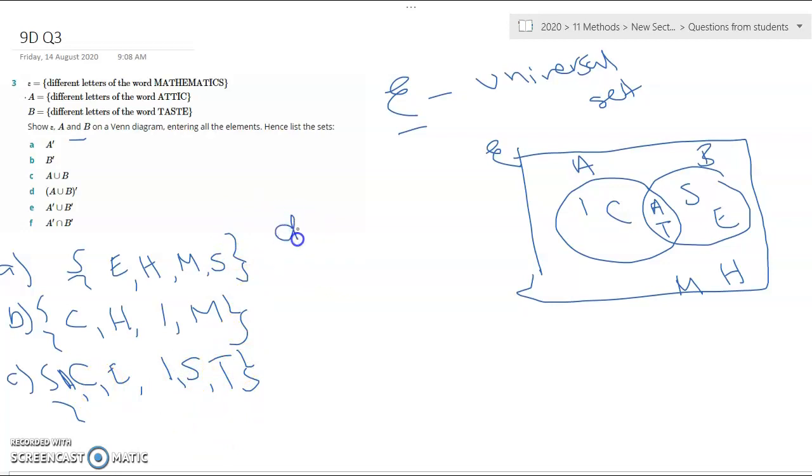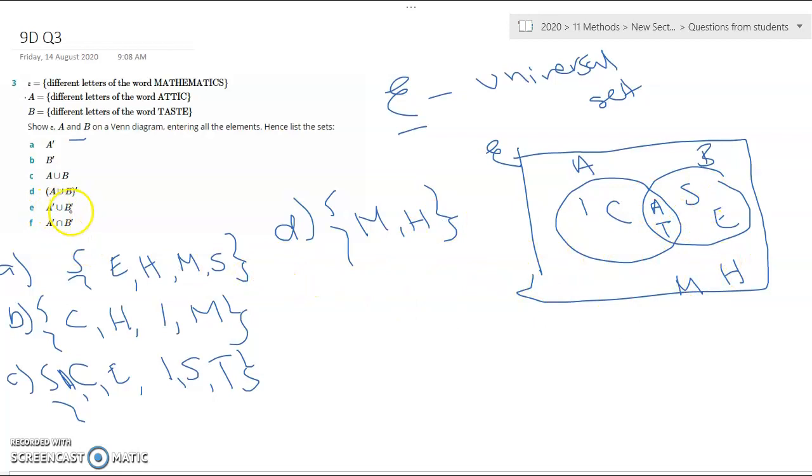Then we look at D. So now we're looking at the complement of A union B. So we're looking at the complement of this set, which basically means we're just looking at M and H. So anything that is not in the union of A and B, that's what we're looking at, which is of course M and H.